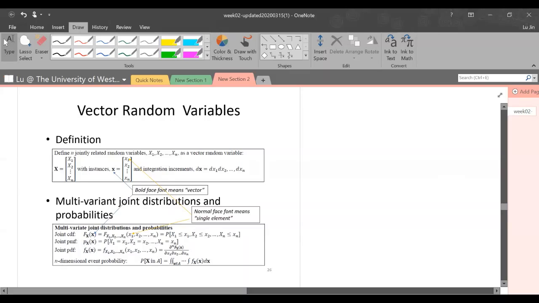In other words, you will be given a group of random variables, and generally we organize this group of random variables into a vector. That is why we say this is a vector of random variables. Now let's have a look at the details of this topic. First of all, notations.